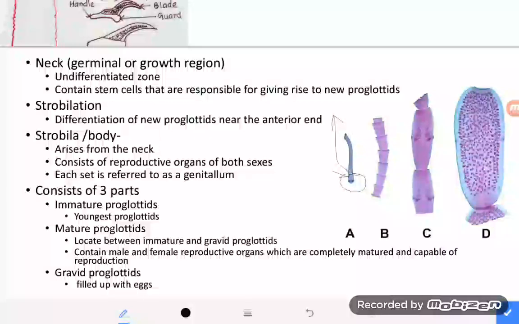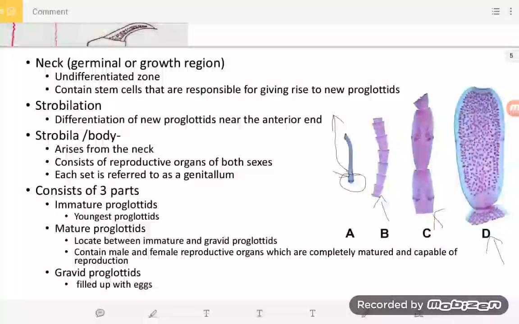So this is the immature one. B is the immature one, mature segment. C is the mature segment. D is the gravid proglottid, that is fully matured. Here in segment D, we can see the eggs and the internal part very well compared with the others.